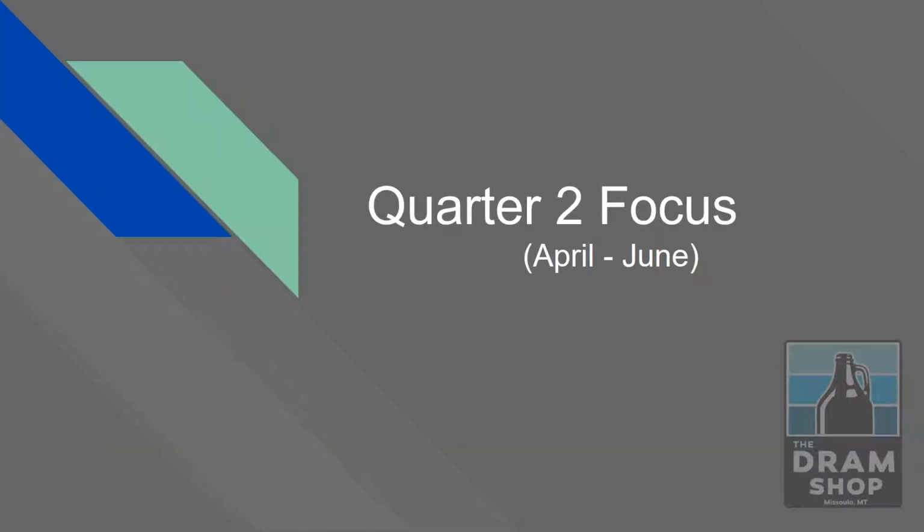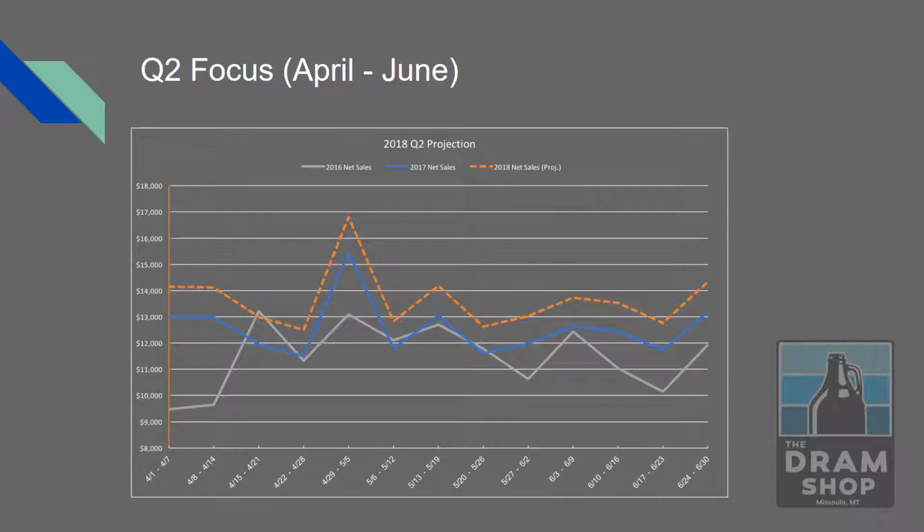So the last quarter we focused on was quarter two, which runs from April through June. Here we have our projection slide again. Again, we used the average of the percent changes for quarters 1, 2, and 3, 2016 to 2017, and that is shown by the dotted orange line.